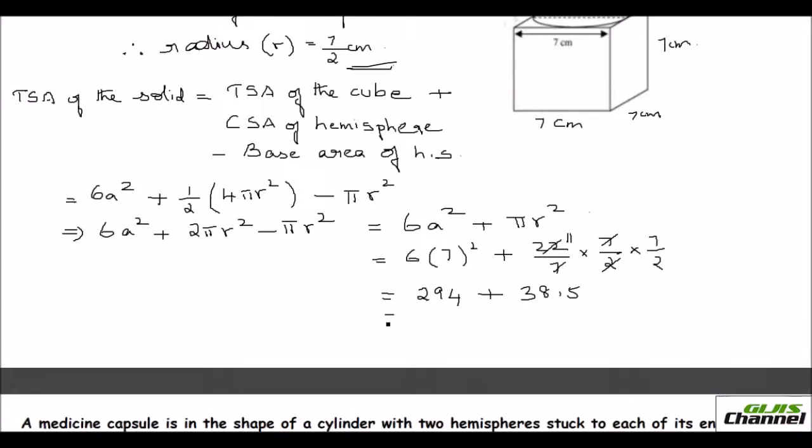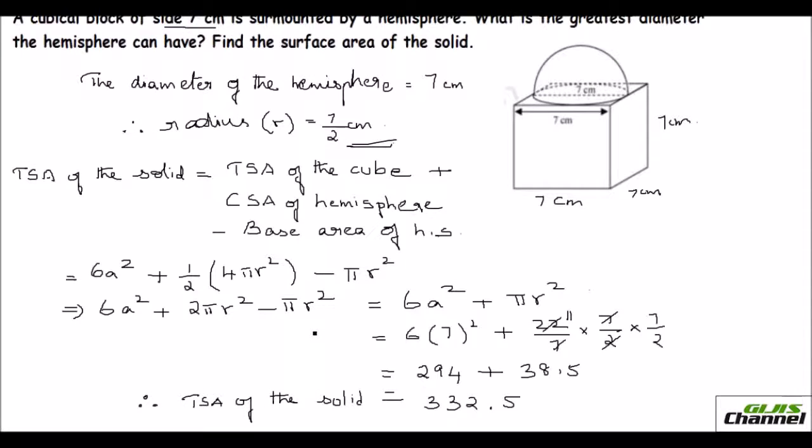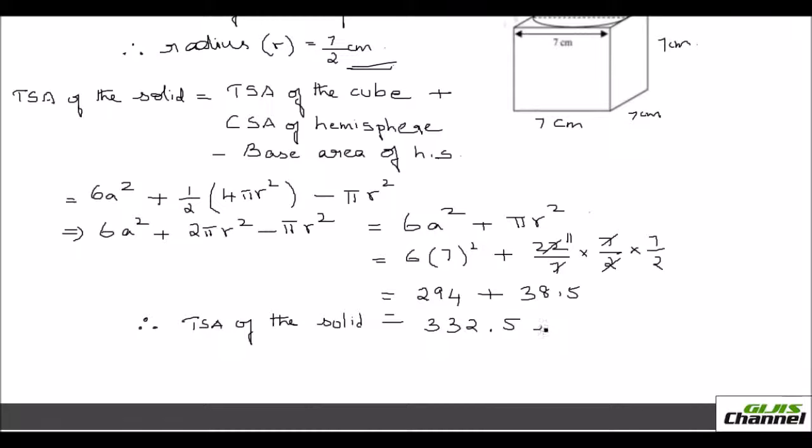So you get that is equal to, this is the TSA, total surface area. Therefore, TSA of the solid equals, when you add up these two, you get 332.5. And since it is TSA, the area, it has to be in square units. So here the unit is centimeters, so you can write square centimeters. Got it? And this is your answer.